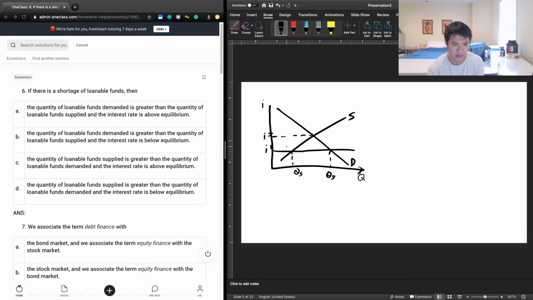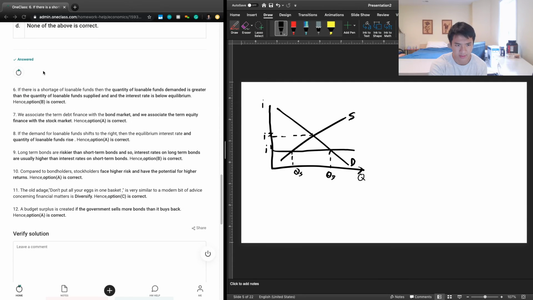Looking at the answers, answer choice B is going to be the best answer because it says the quantity of loanable funds demanded is greater than the quantity supplied of loanable funds, and the interest rate is below equilibrium, and that is the case that we see here. So B is going to be the right answer for 6.